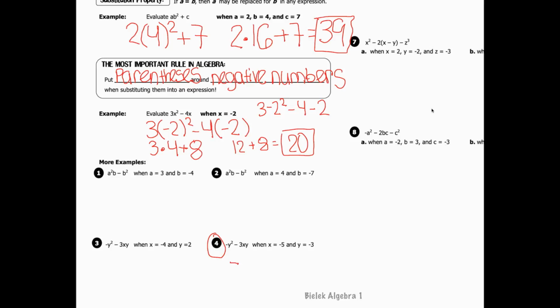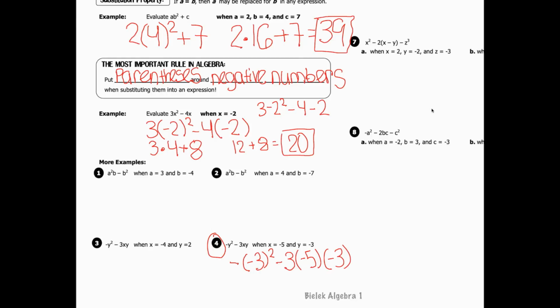Okay, so we've got the negative of negative 3 squared minus 3 times negative 5 times negative 3. So again, very important to add those parentheses anytime we have a negative. We'll go through and simplify. We have the negative of negative 3 squared. So negative 3 squared is positive 9, but then we're multiplying it by a negative.